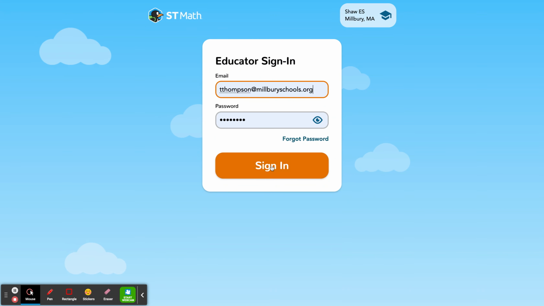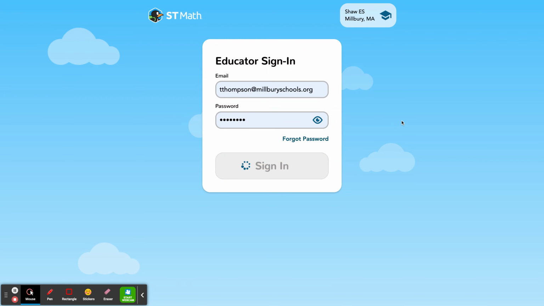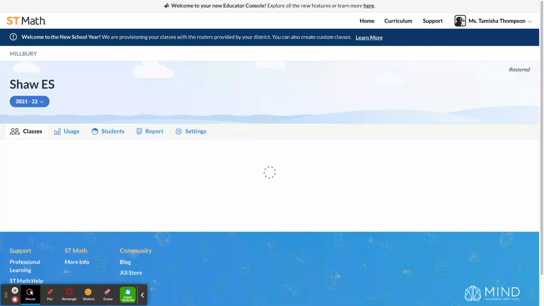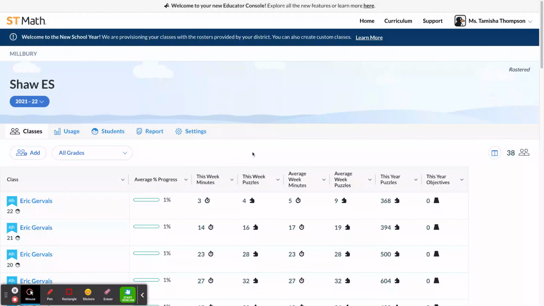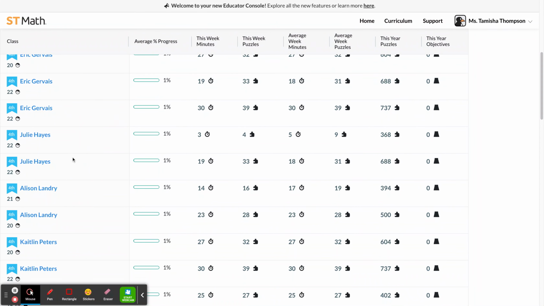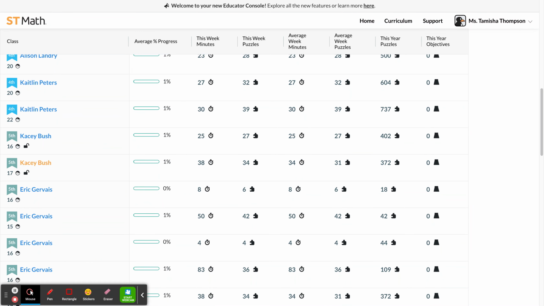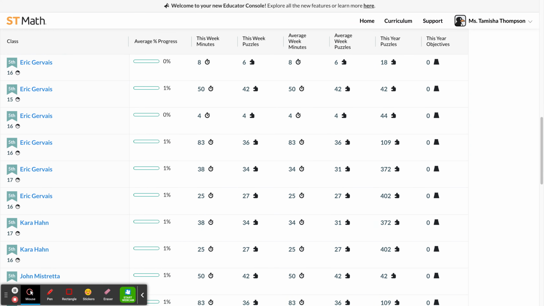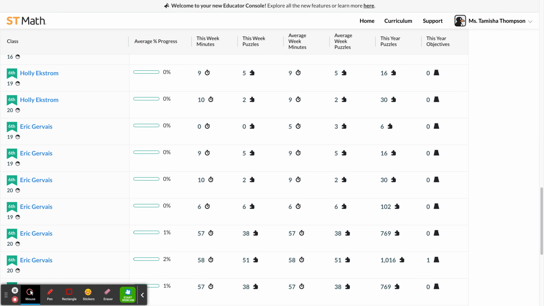So I'm going to log in, and when I log in, I can see all of Shaw. I can see all of the classrooms that are at Shaw. Now you'll notice that Mr. Gervais has multiple classrooms in there, and each teacher has each of their sections in there as well. So for example, Mrs. Hayes's class, one class did 4 puzzles this week, and the other class did 33 puzzles this week. So what I do is I look at this column that says this week puzzles, and I just count up the number of puzzles for each class.